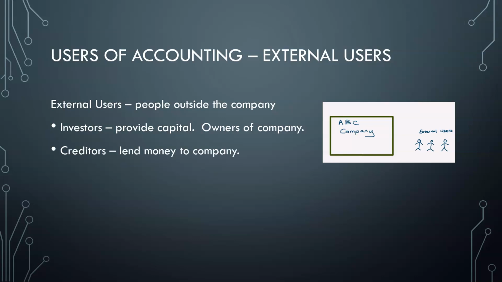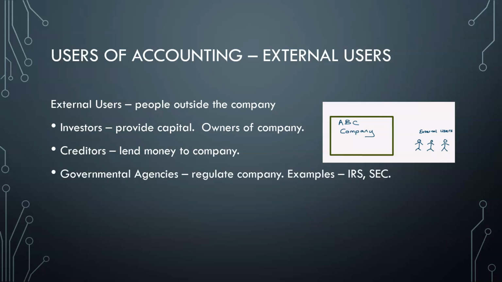Another type of external user is a creditor. Creditors lend money to the company. The money that creditors lend has to be paid back, and typically they also have to pay interest on the money that they lend. So there'll be interest plus the principal amount that has to be paid back to the creditors.